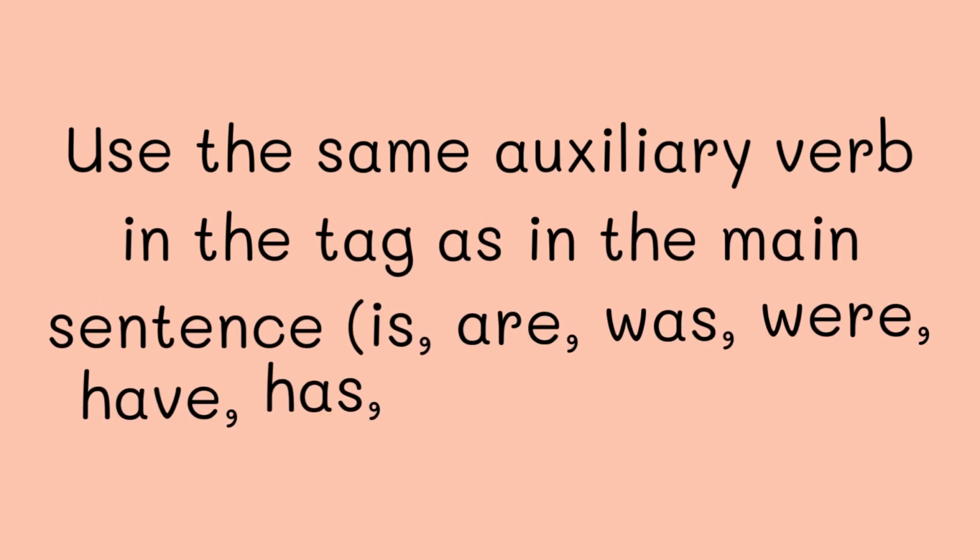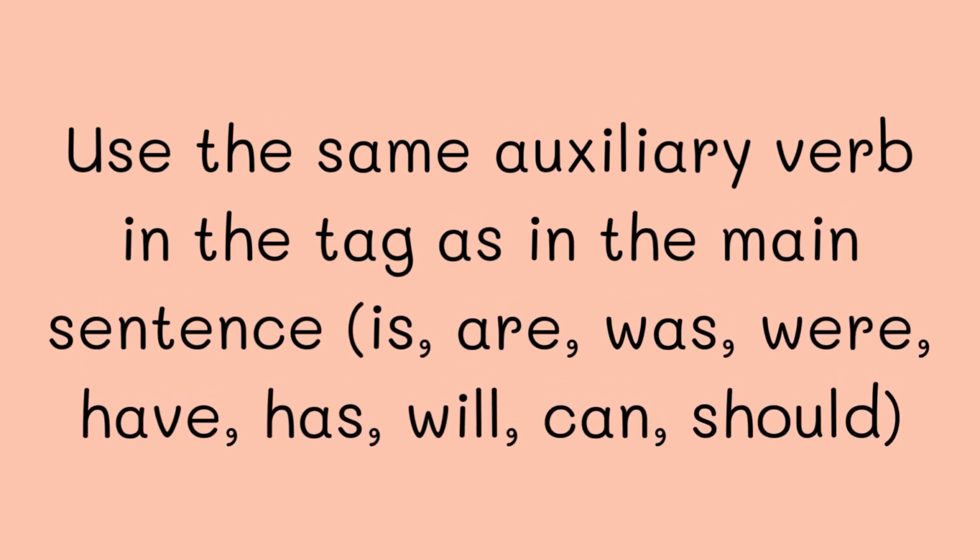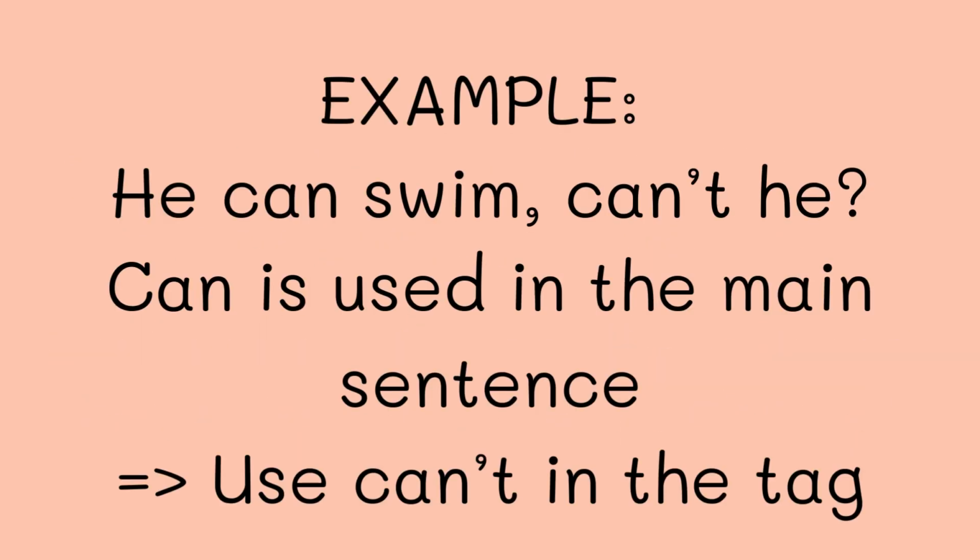We always use the same auxiliary verb in the tag as in the main sentence. If the sentence uses is, are, was, were, have, has, will, can, or should, we repeat that verb in the tag. For example, he can swim, can't he? Can is used in the sentence, so we use can't in the tag.